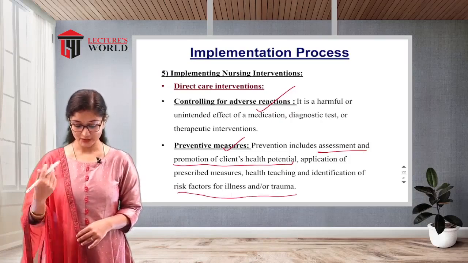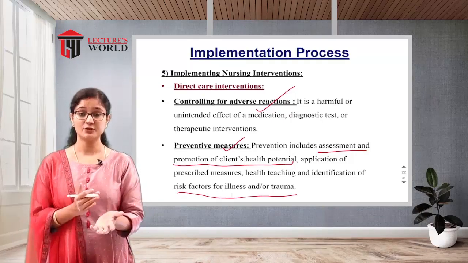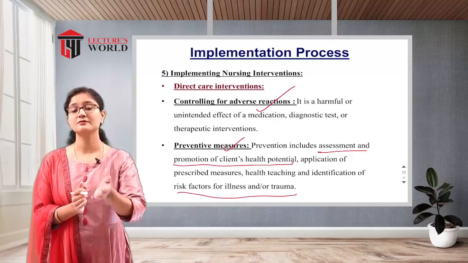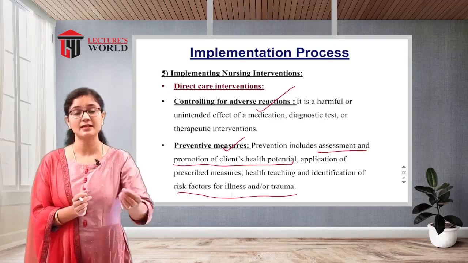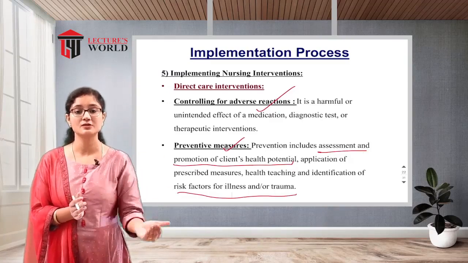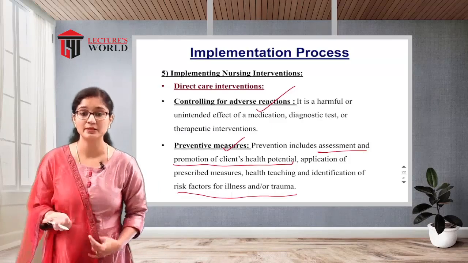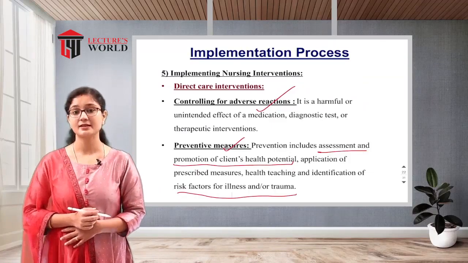What are the risk factors for further illness and trauma which he can have? For that we have to think about it and then give him guidance. For example, if I know he is diabetic and he is having a sedentary lifestyle, he has to have control of diabetes, that is, avoid all this food stuff and maintain activity so that he doesn't go into complication of diabetes. Are you understanding? So this all comes in direct care intervention.